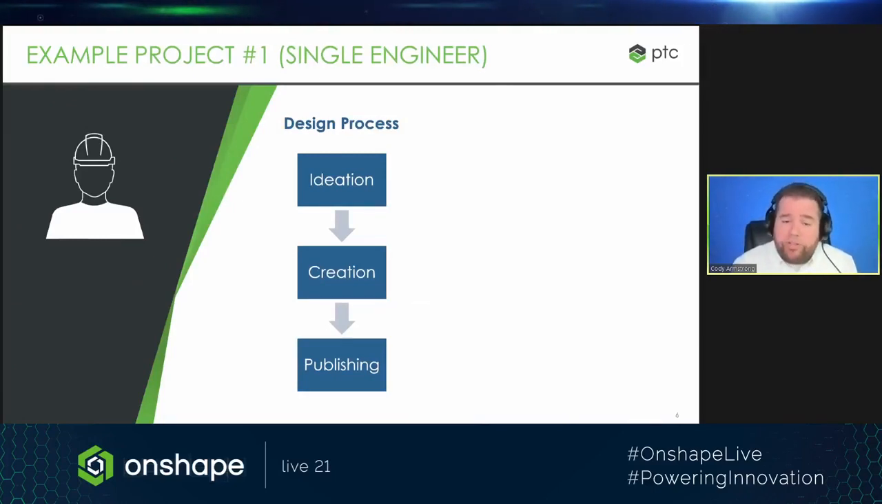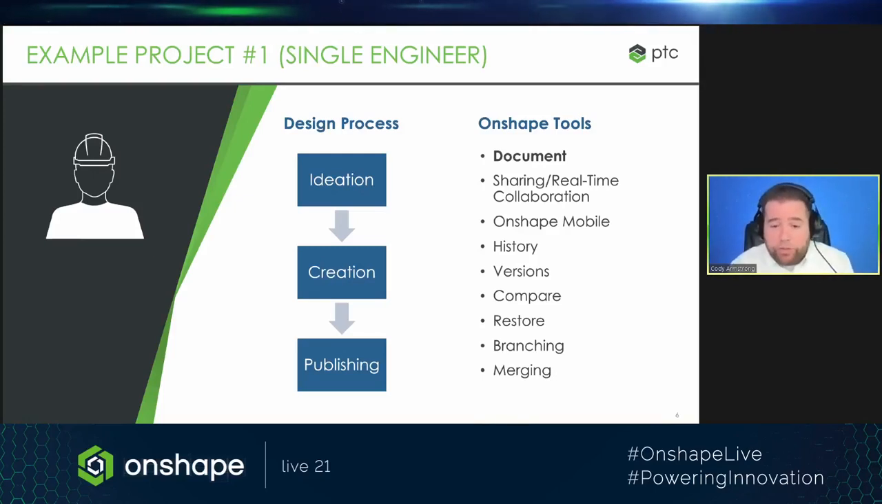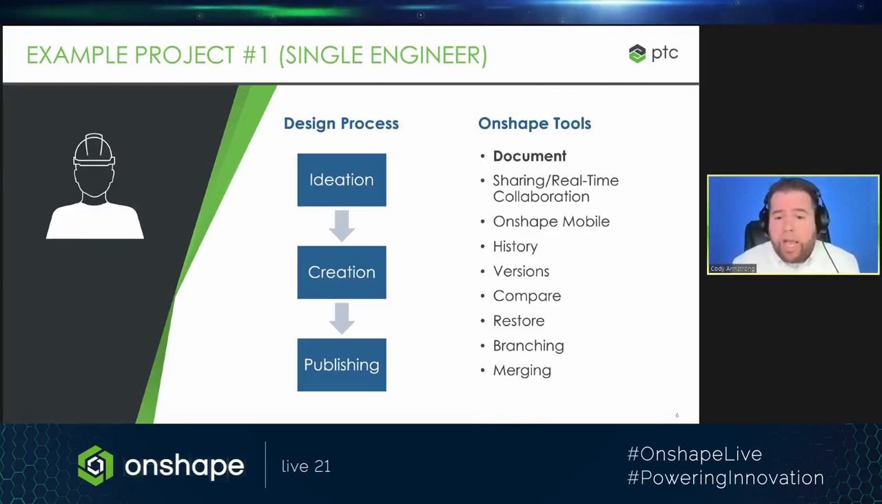The design process itself is all self-contained. It's a single engineer doing all steps of the process, from ideation to creation and finally publishing of the design. So the process is very simple, and the tools are very much a part of Onshape core, right? So you have the document, you have real-time collaboration, history, versions, compare, restore, branching, merging. These are tools that everyone has access to.